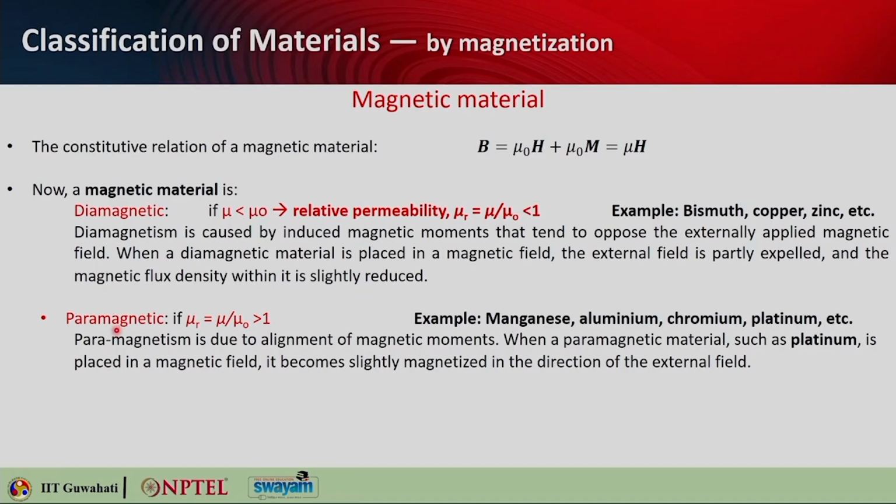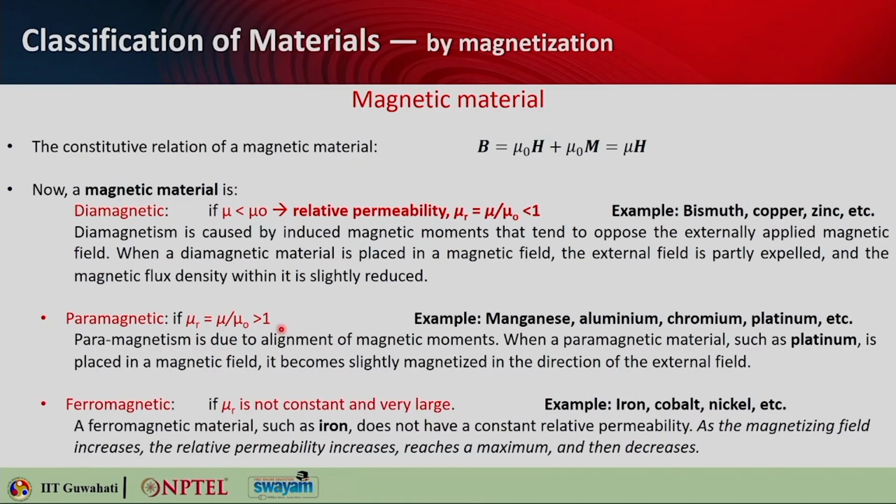On the other hand, there are paramagnetic materials. Paramagnetism is basically due to alignment of the magnetic moments. So when a paramagnetic material such as platinum, chromium, aluminium, manganese is placed in a magnetic field, it becomes slightly magnetized in the direction of the external field. In that case, you will have mu r, that is the ratio of mu over mu naught, greater than 1.